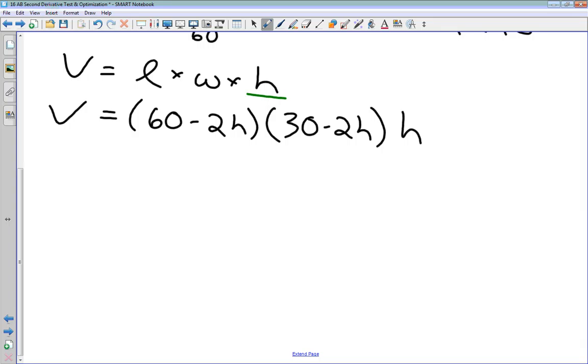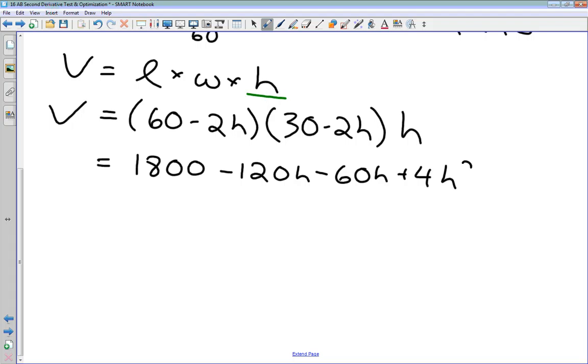How would you take the derivative here? Well, if you wanted to, you could try using the product rule, but you would have to use the product rule twice. I think it's easier in these cases just to expand and simplify. So I'm going to expand out those two binomials there to get 1800 minus 120h minus 60h plus 4h squared. Multiply that whole thing by h.